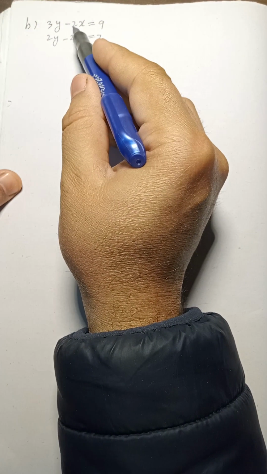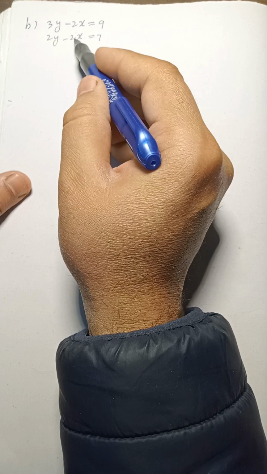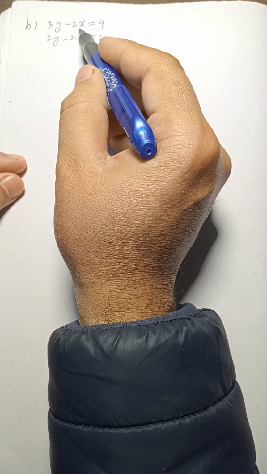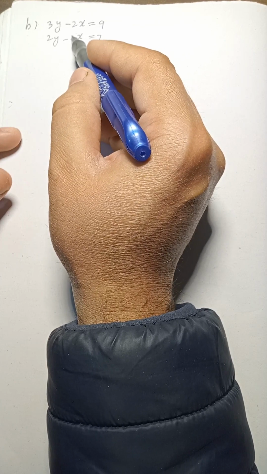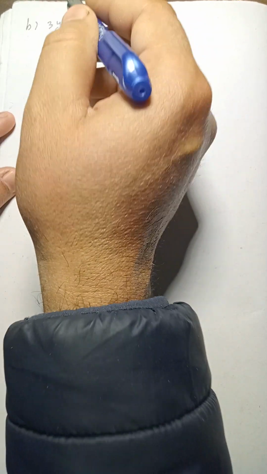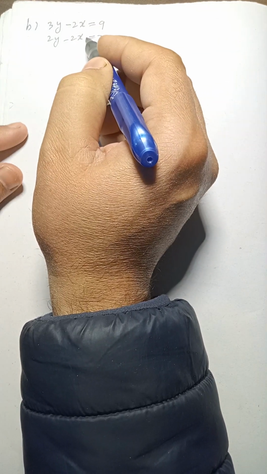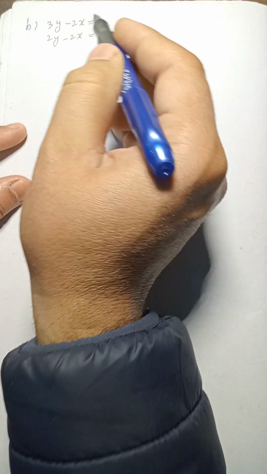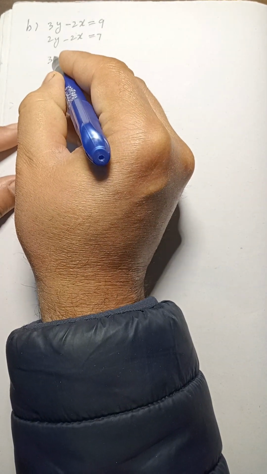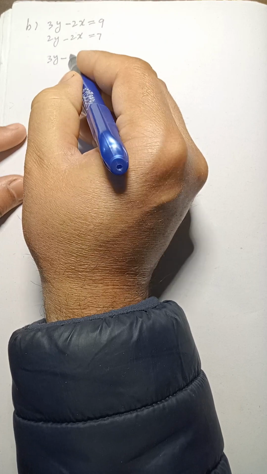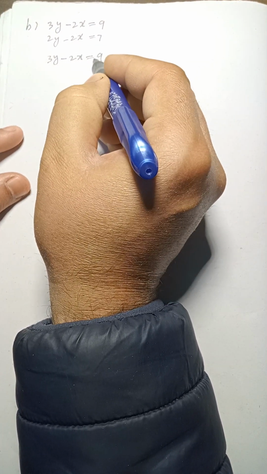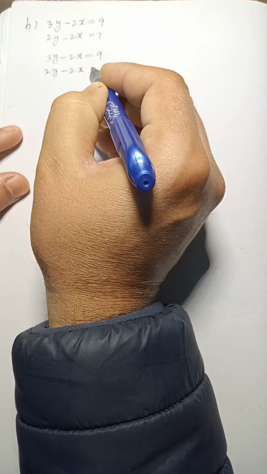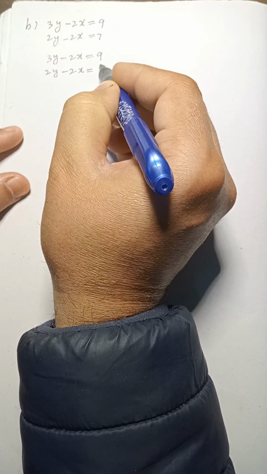See here, 3y minus 2x is equal to 9 and 2y minus 2x is equal to 7. Both have the same terms but also the same sign. The sign should be different, the term should be the same, so we will make the sign different by subtracting. 3y minus 2x is equal to 9 and 2y minus 2x is equal to 7.